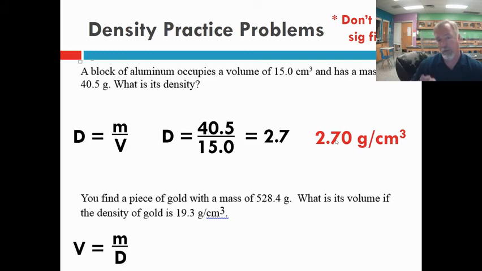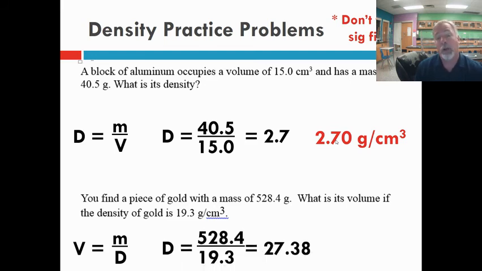You have the mass on the top and the D and the V on the bottom. Cover up the V because that's what we're looking for. What's left? Mass over density, M over D. Well, let's plug in our numbers. 528.4 over 19.3. And your little calculator is going to tell you 27.38.